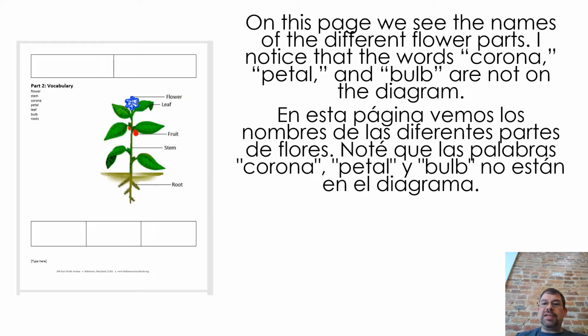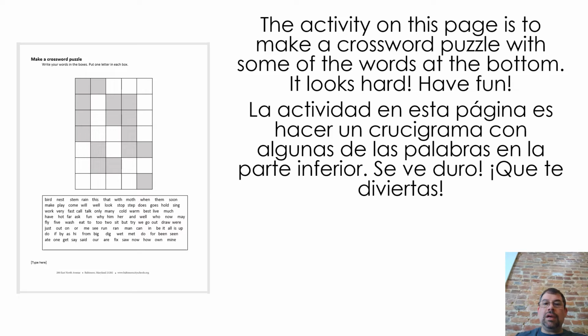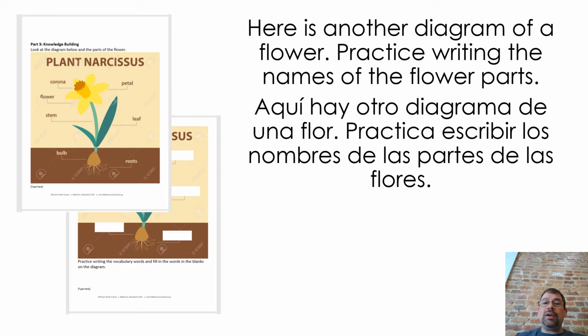On this page, we see the names of the different flower parts. I notice that the words corona, petal, and bulb are not on the diagram. The activity on this page is to make a crossword puzzle with some of the words at the bottom. It looks hard, but have fun. Here is another diagram of a flower. Practice writing the names of the flower parts.